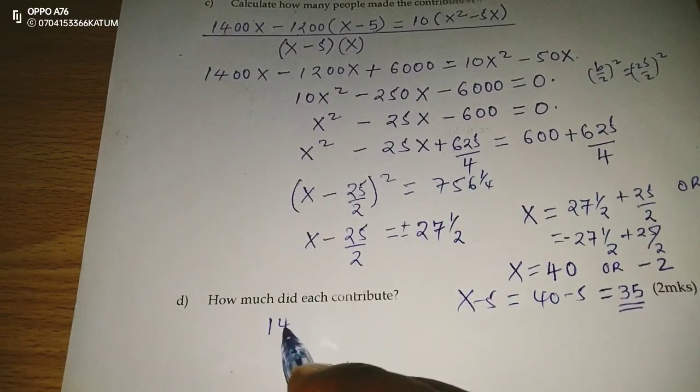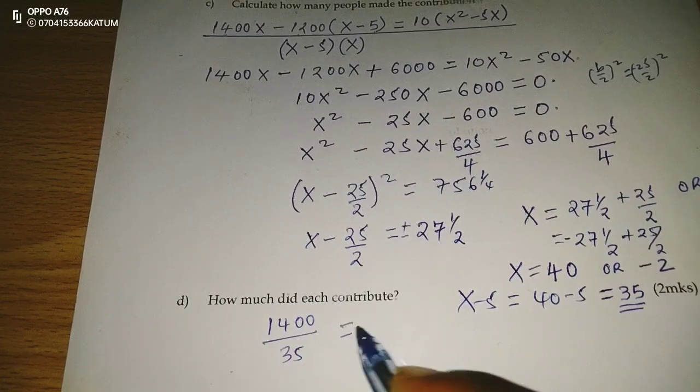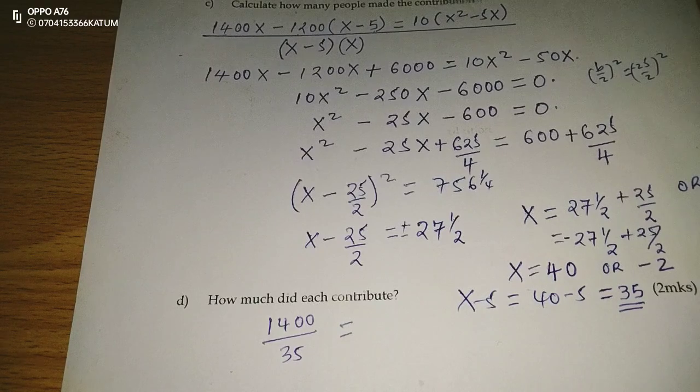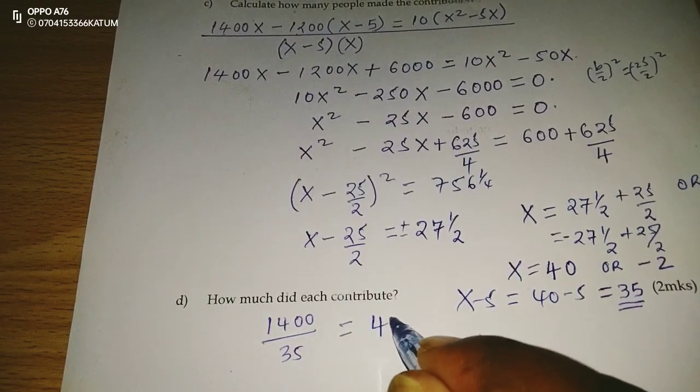Finally, how much did each contribute? Because they contributed 1,400 and these people are 35, then they are going to contribute per person only 40 Kenya shillings.